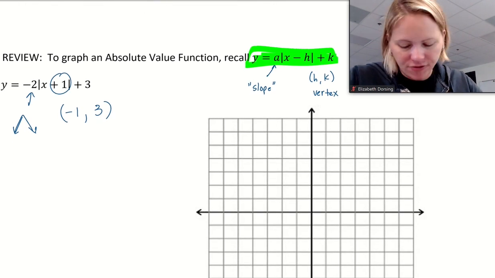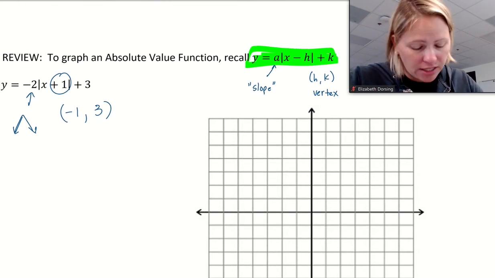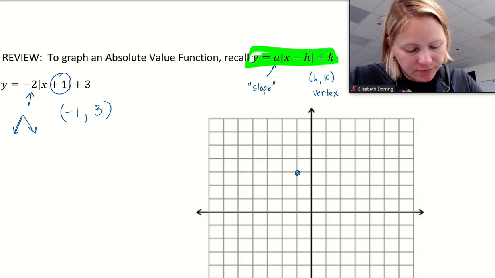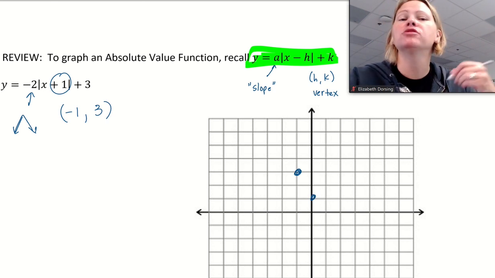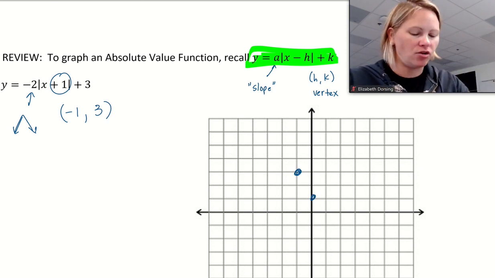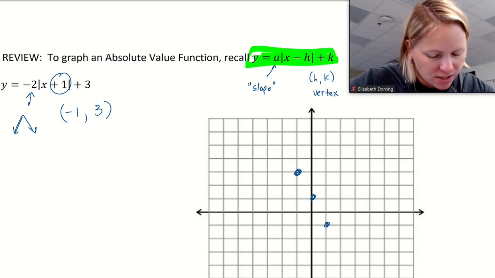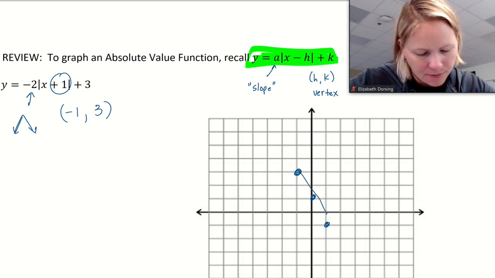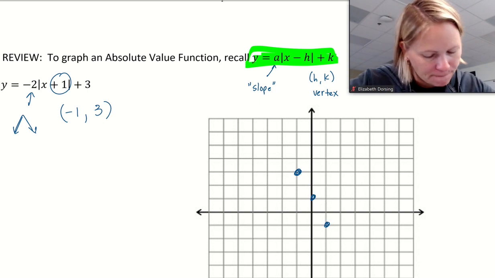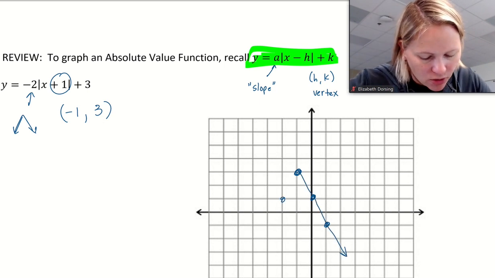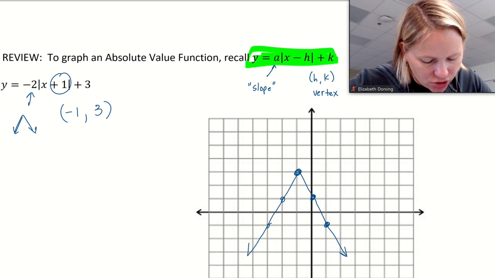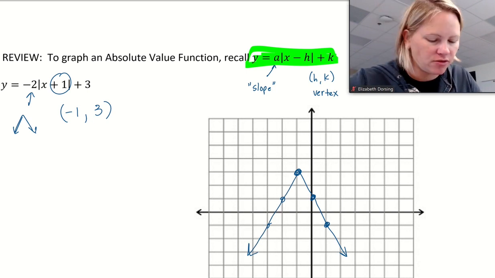So when I go to graph this, a nice easy way to go about it is just to go to negative 1, 3. And then I'm going to go down 2 over 1 because that's my slope. If my slope is negative 2, I'm going to go down and over. And if I think about it that way, then I automatically get this upside down v. And then I'll just complete the other side if I know that it's got to be a v. So there's your quick shortcut to graphing these absolute value functions.